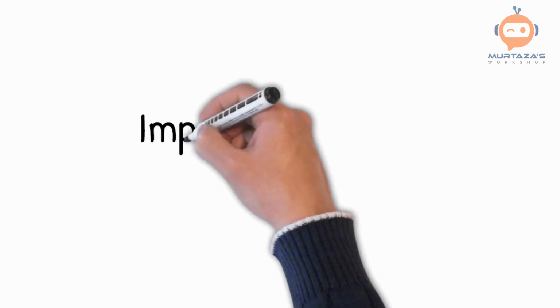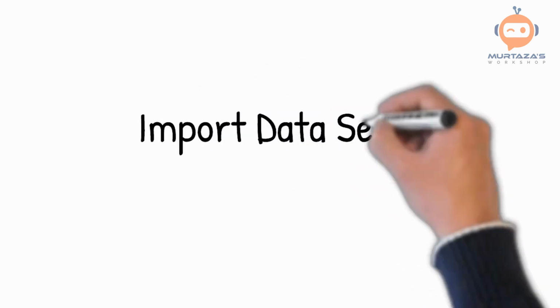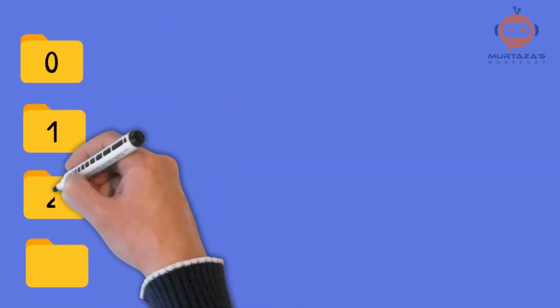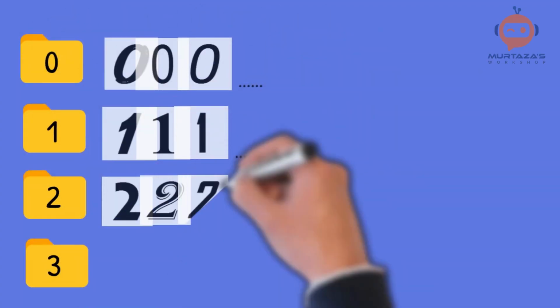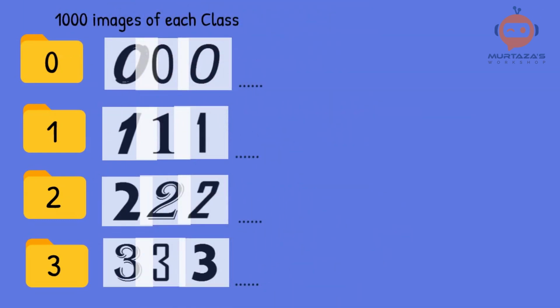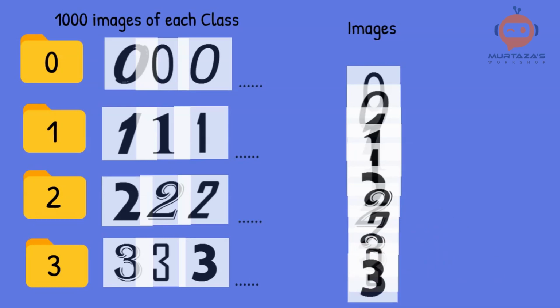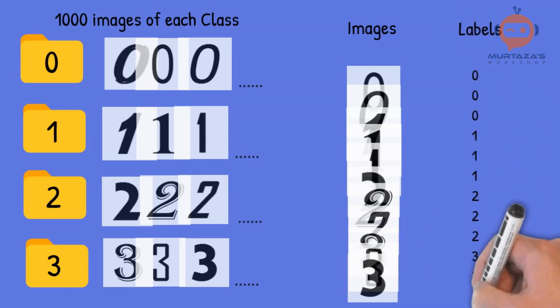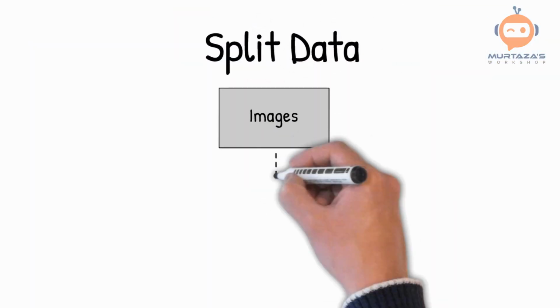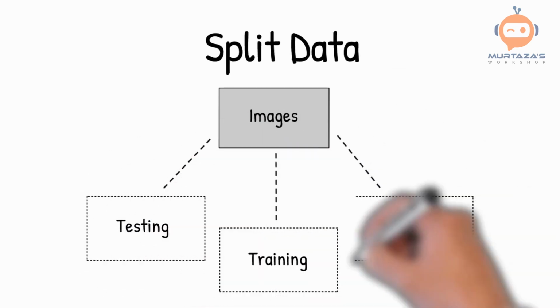We are going to start with importing the data, which is our images of the digits from 0 to 9. We will have folders for each class which contains about 1,000 images each. We will put all these images in a single list and create a corresponding list which will contain all the labels of the images. Then we will split the data into training, testing and validation.